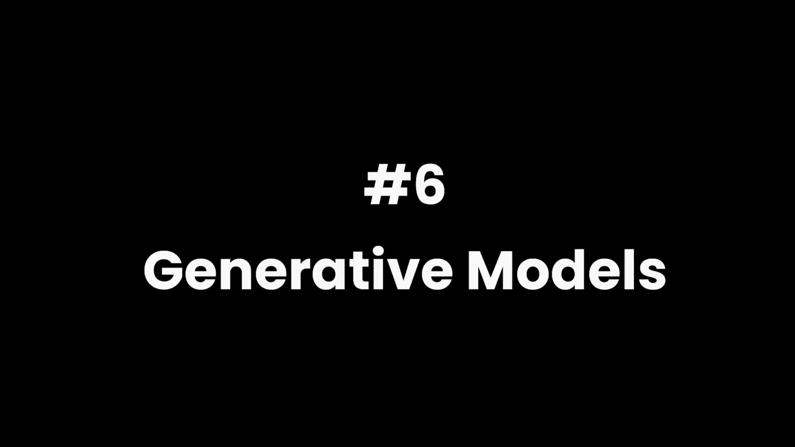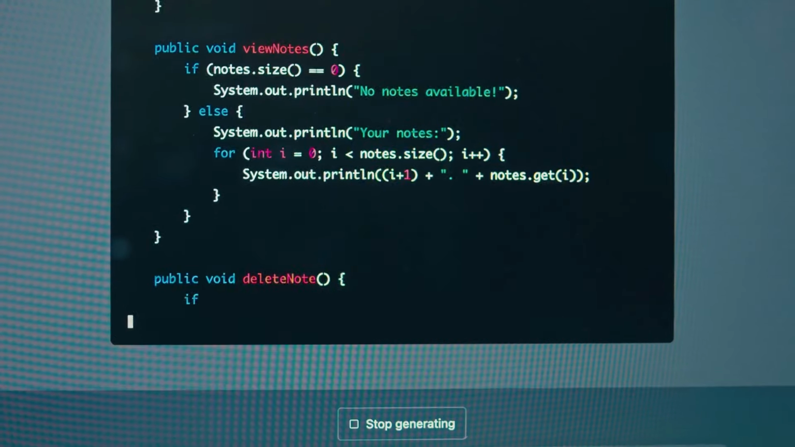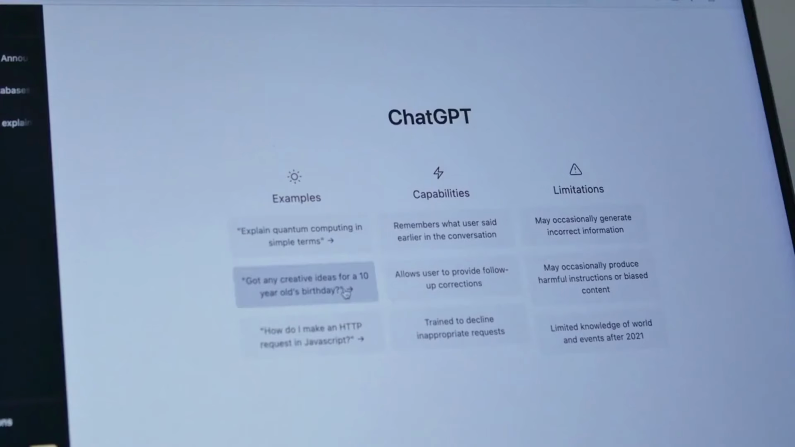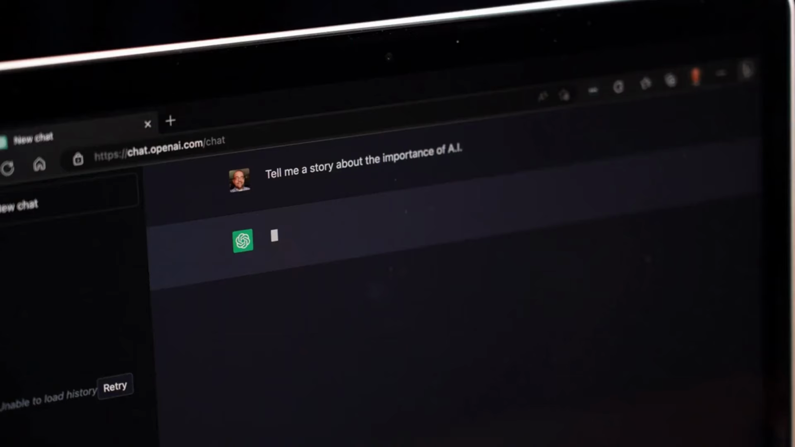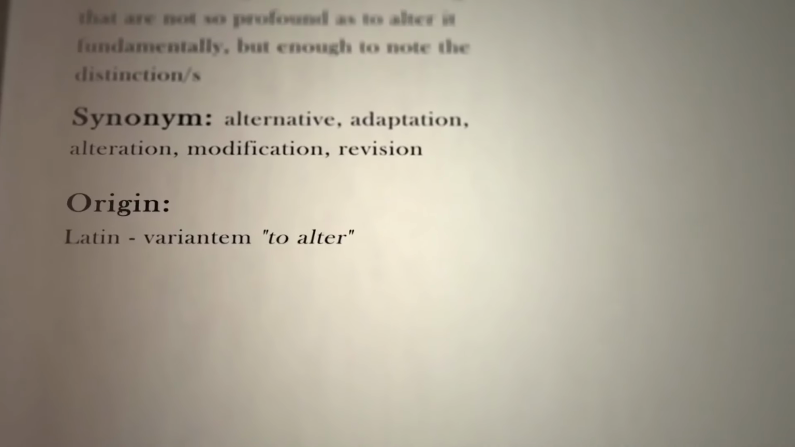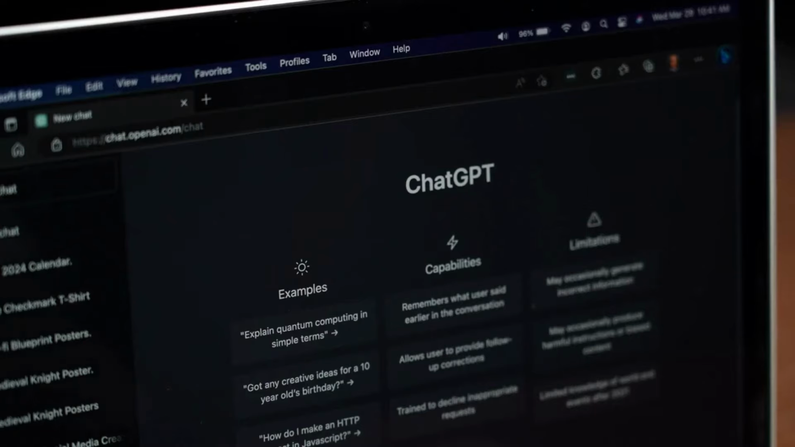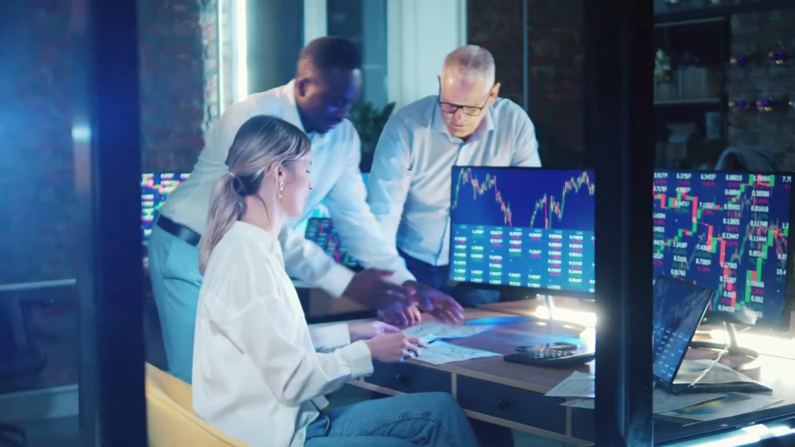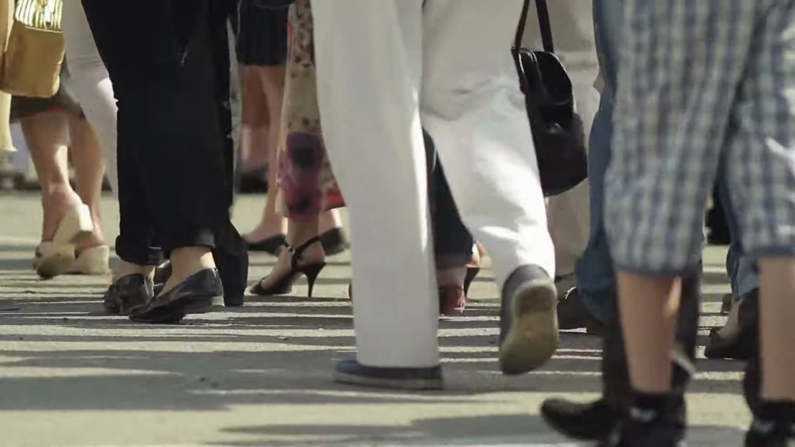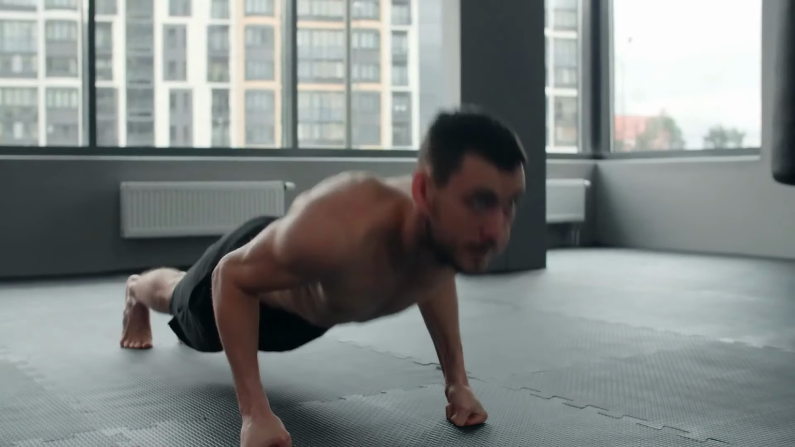6. Generative models. Generative models are a class of algorithms in AI that aim to produce new data instances that resemble a given set of training data. In essence, these models can generate entirely new data that shares the same characteristics as the original data. This is achieved by understanding and capturing the underlying distribution of the training data.